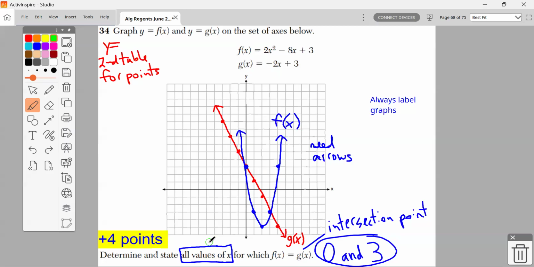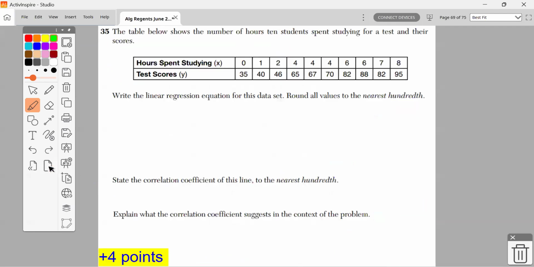Where are they equal to each other? They're equal to each other at the intersection points. So all the values of x, our intersection points look like they're at 0, 3 right here and at 3, negative 3 right here. So that means our x values are 0 and 3. It doesn't say state the intersection points, but state the x values of the intersection points.